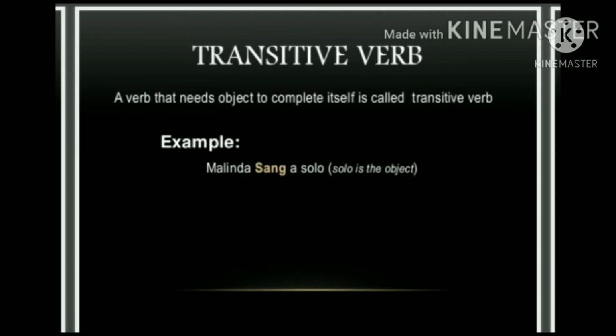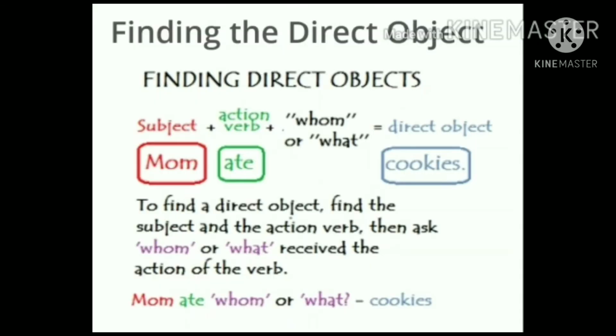Now let's come to the next topic, that is transitive verb. A verb that needs an object to complete itself is called a transitive verb. And what is an object? This object is necessary to complete the meaning. Like the example here, Melinda sang a solo. The word solo here is the object on which the action is done by Melinda. What she sang? A solo. So here solo is the object. Transitive verbs are always made of two objects, that is direct object and indirect object.